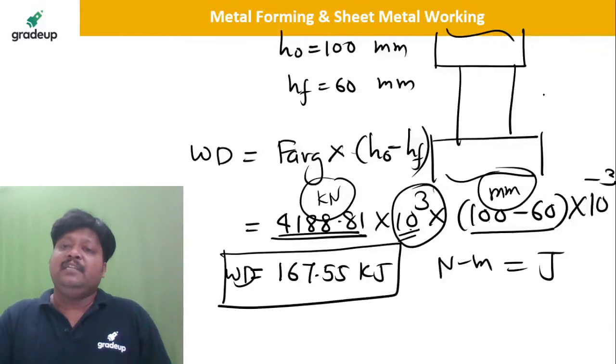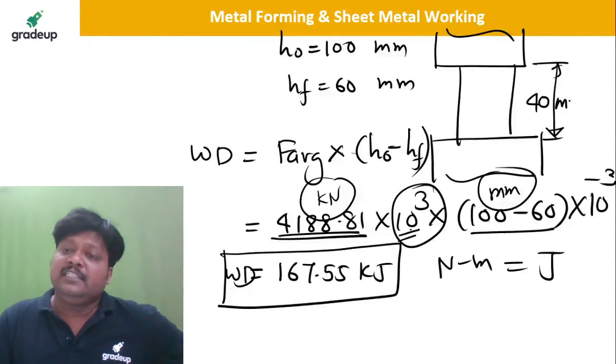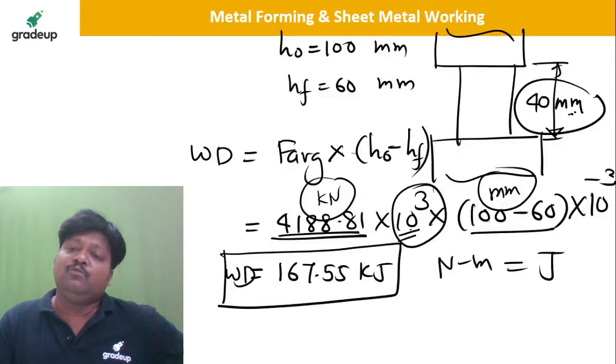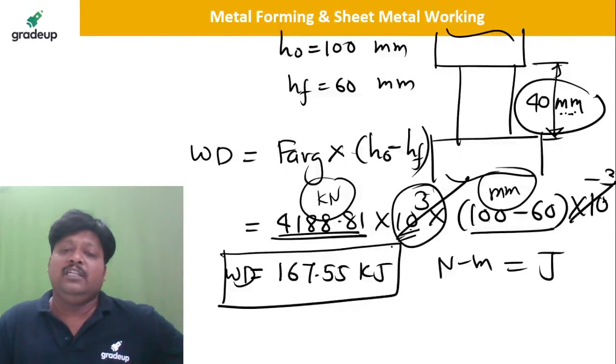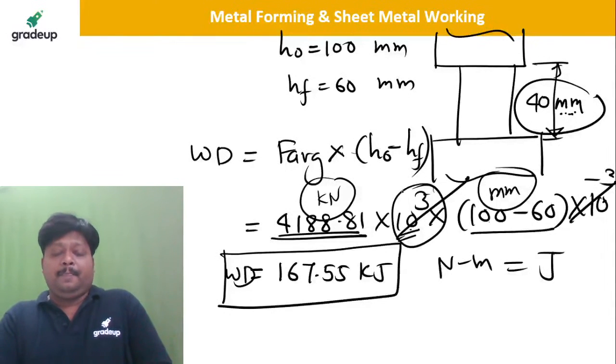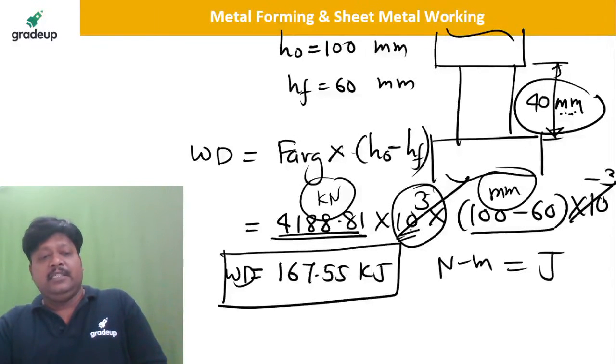Initial height is 100 millimeter and final height is 60 millimeters, so 100 minus 60, 40 millimeter is the change in height. It is millimeter, so definitely I have to convert it into meter, that will be 10 to the power minus 3. See here, 10 to the power 3 and 10 to the power minus 3 get cancelled out. So we are left with only 4188.81 into 40, which is 100 minus 60. So I have got here 167552.4 joules.